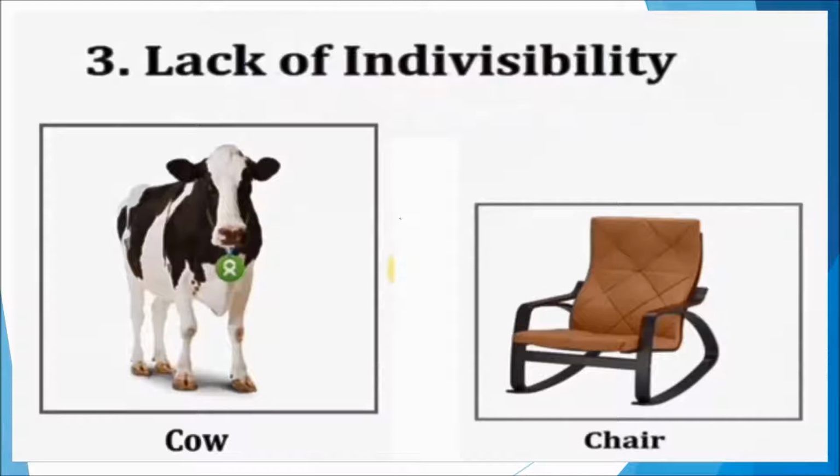For example, if person 1 has a cow and person 2 has a chair and both of them have to exchange the products, we all know that the cow is more valuable than the chair. So person 1 cannot divide the cow into parts to make it equal to the value of the chair. So there comes the lack of indivisibility. In this case we cannot divide the commodity. Here commodity means item, material or product.